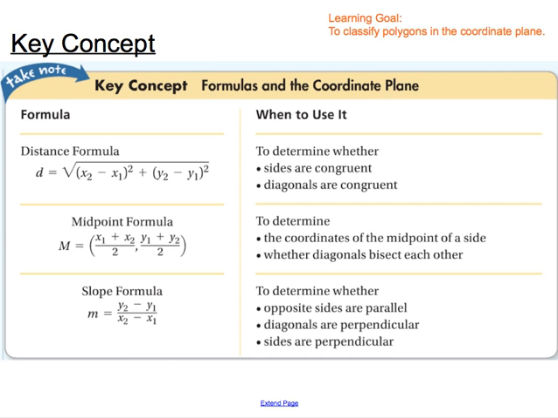Today's key concept covers the formulas that are used in the coordinate plane and when to use them. All three of these formulas we've seen before: distance formula, midpoint formula, and slope formula. Today we'll be using them in a slightly different way in order to classify polygons in the coordinate plane using the properties that we've learned over the previous lessons.